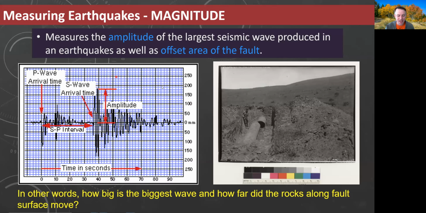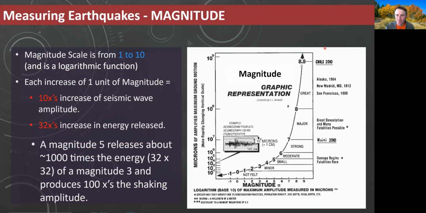Like we just saw in that video, it measures the amplitude of the largest seismic wave. And then it can also use mathematical modeling to figure out how much offset of the fault there was. So here's a 1906 picture from San Francisco that shows one of their water lines that busted, which was one of the main reasons the city burned down, right?